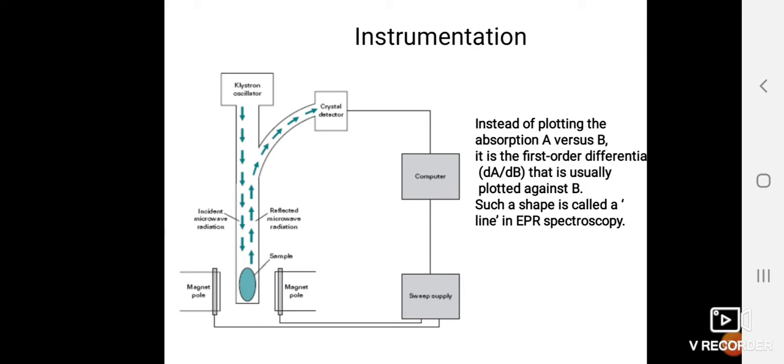From the klystron, the microwave is directed to the tiny sample, which is kept in a sample holder. It is a quartz sample holder, and the sample is usually in the liquid state. There will be a crystal detector attached to the computer.